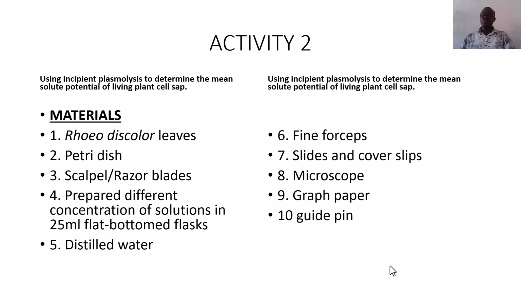So, activity 2: using incipient plasmolysis to determine the mean solute potential of living plant cells. The materials we have: Rhoeo discolor leaves, petri dishes, scalpel or razor blades, and different prepared solutions of sucrose in 2 milliliter flat bottom flasks. You have distilled water, fine forceps, slides and cover slips, a microscope, graph paper, and guide pins.